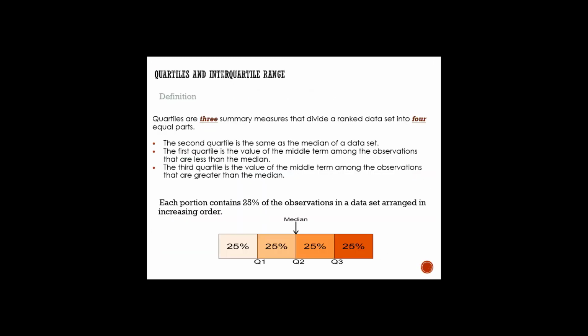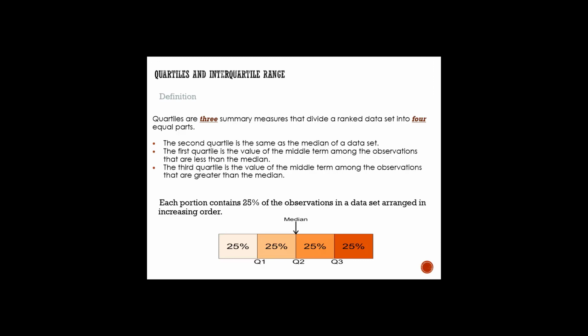Before we start doing the actual calculations for percentiles, though, let's take a look at quartiles and what we call the interquartile range. Like we said before, quartiles are 3 summary measures that divide a ranked data set into 4 equal parts. The second quartile is the same as the median of the data set. So you've already calculated the median, and that's always what you do first if you're trying to calculate quartiles. You find the middle of the data set.